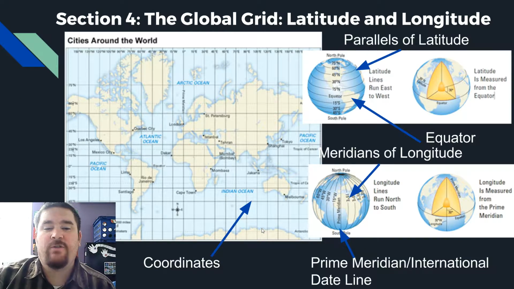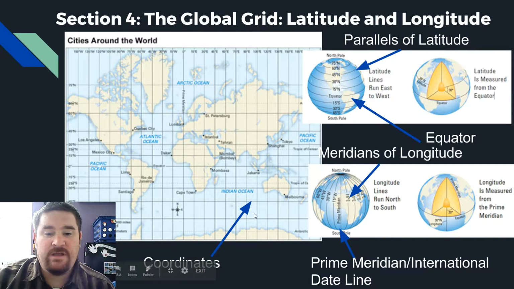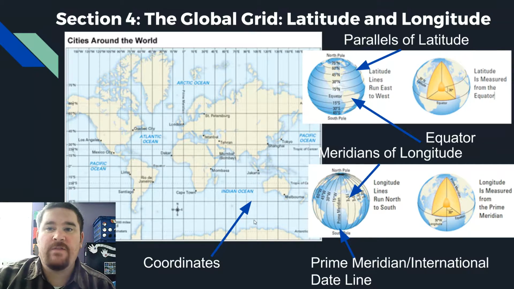All right, we actually call those coordinates when we're talking about the globe. Okay, so as you can see right here, these are coordinates. So if I told you a certain degree latitude and certain degree longitude, you could find the absolute location, just like an address, anywhere on the earth.